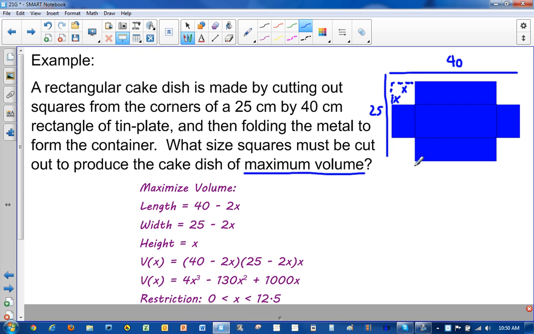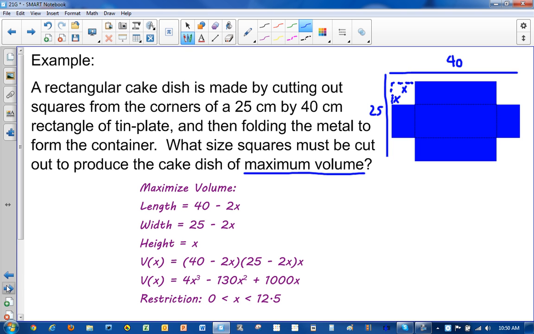And since one of the sides is 25, then I've got to cut something off that is less than half of that, which would be 12.5. So I can't cut anything 12.5 or more off of each corner. I don't know why I would even want to, but I need to write that as my restrictions just in case I get answers that are outside of this domain.